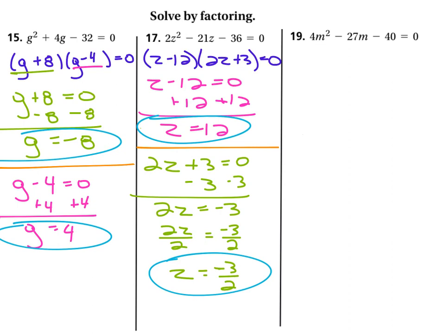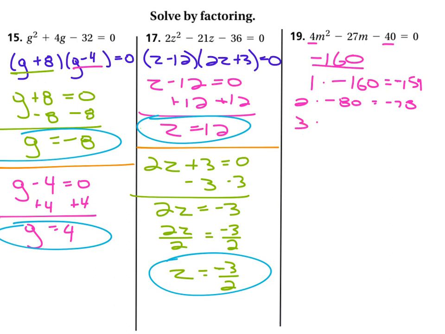Okay, let's move it along as we go here. Okay. We do have a coefficient of greater than 1 here in the front. So we're going to multiply them together. 4 times negative 40 is negative 160. And we're listing factors of this. Okay, so 1 times negative 160. And that adds up to negative 159. Not helpful to us. Okay. What about 2 times negative 80? That adds up to negative 78.